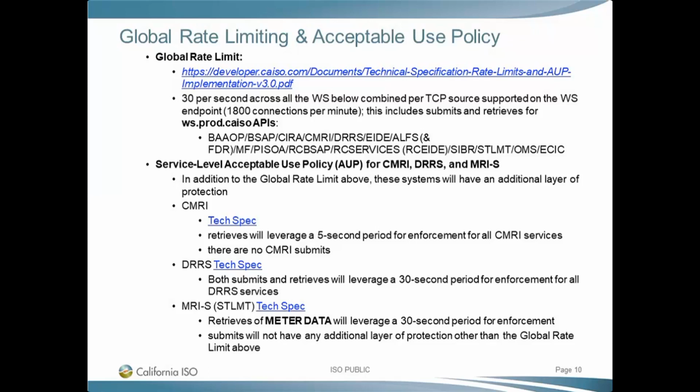So the global rate limit, which is just that top section, is production in map stage on the old URLs and on the new URLs. So there's really no change to that. And then the bottom section, in map stage for CMRI, DRS, and MRIS, that's in map stage and in production on the new URLs now. And then after the cutover, it will also impact the existing URL.